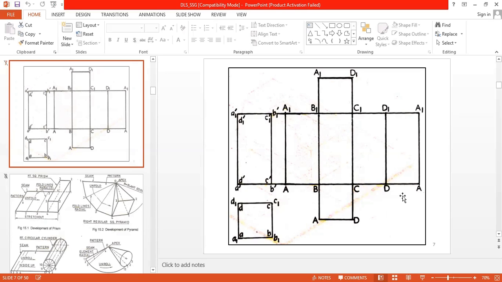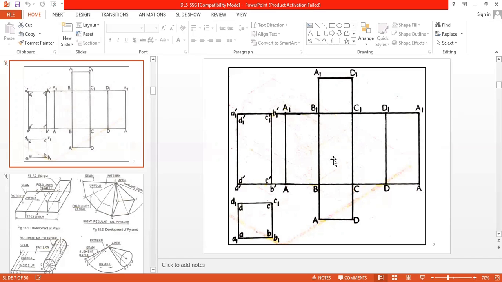So we are taking the perimeter. Here the length is the same. Don't change the length here. Then this is the top face, and this is the bottom face of this square prism. This is known as the development of the square prism.